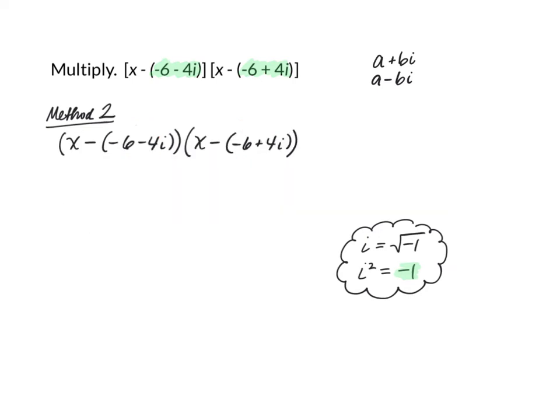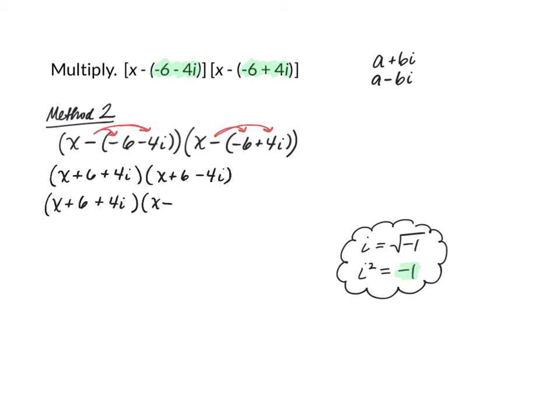For method 2, we will go ahead and distribute like we did in method 1. But then we're going to regroup the terms after this step. So we'll have x plus 6 plus 4i times the quantity x plus 6 minus 4i. Now at this step, I'm going to just copy the previous step and then show you where I'm going to insert parentheses.